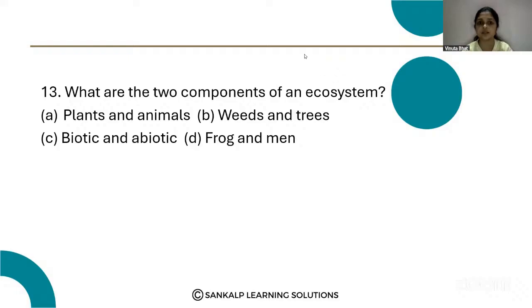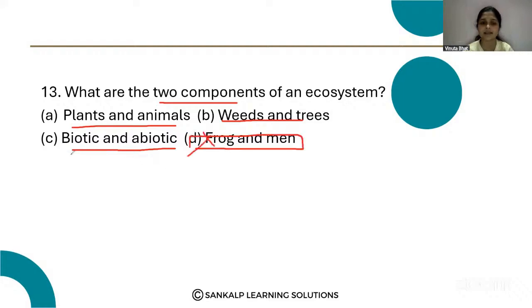Here, the two components in an ecosystem, not only plants and animals are there. They are the major ones, but an ecosystem is made up of more than just these two components. Weeds and trees are not the two components of the ecosystem. Option C, biotic and abiotic. Option D, frog and men, that is not the correct answer.